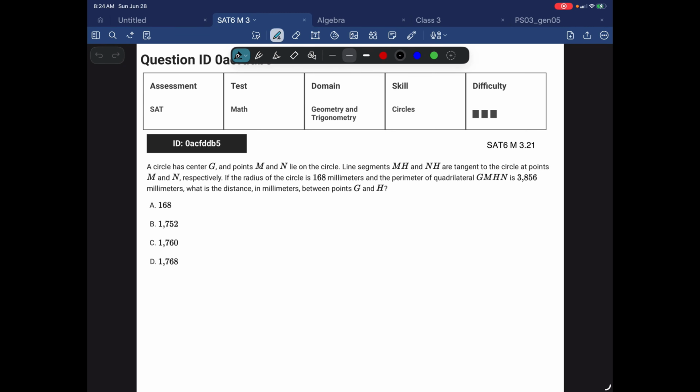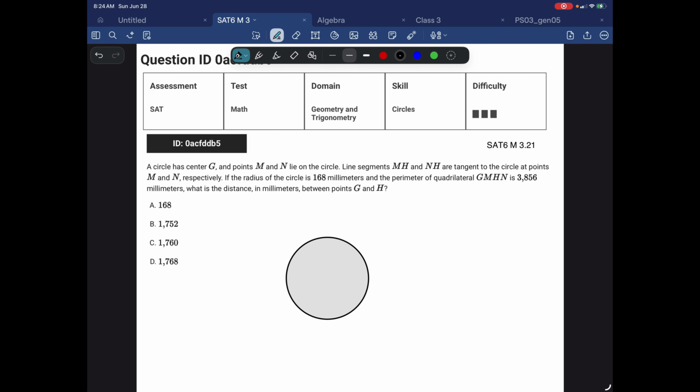Okay, so this question is very meticulous. If you're unfamiliar with tangent lines and circles, I'm going to drop 2 videos in the description below for you to watch to get familiar with the topics, and then you can come back to this video and we can walk through it. All right, we have a circle has center G, so I'm going to do that.